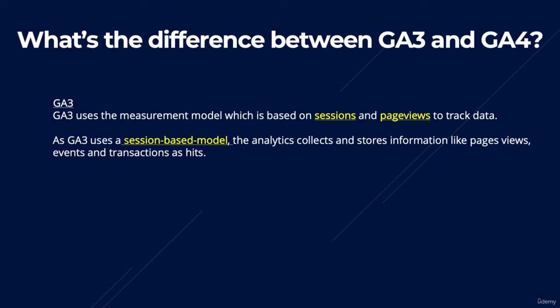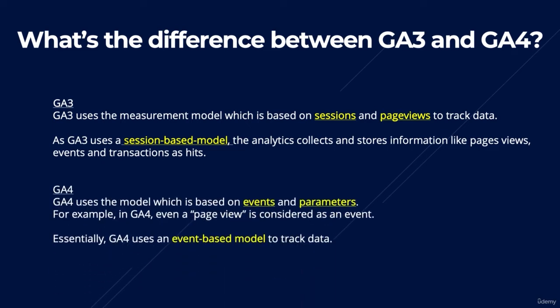The new version, Google Analytics 4, works in a completely different way. Google Analytics 4 uses a model which is based on events and parameters. For example, in Google Analytics 4, even a page view is considered as an event. Essentially, Google Analytics 4 uses an event-based model to track all of its data, whereas Google Analytics 3 uses a session-based model to track its data. And as a result, the reports within each version are going to be different.